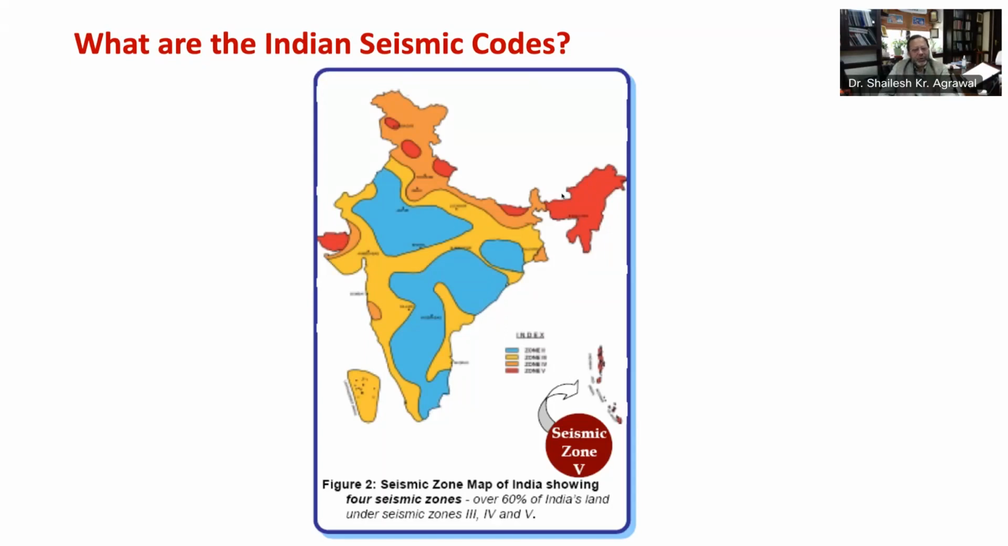Similarly, seismic coefficient for a single story building may be 2.5 times that of a 15-story building. As you can see in this figure, India is divided into 4 zones, zone 2 to zone 5. Zone 2 is the low damage risk zone, whereas zone 5 is the highest damage risk zone. More than 50% of India's land area falls under seismic zone 3 to 5, meaning moderate to high damage intensity.